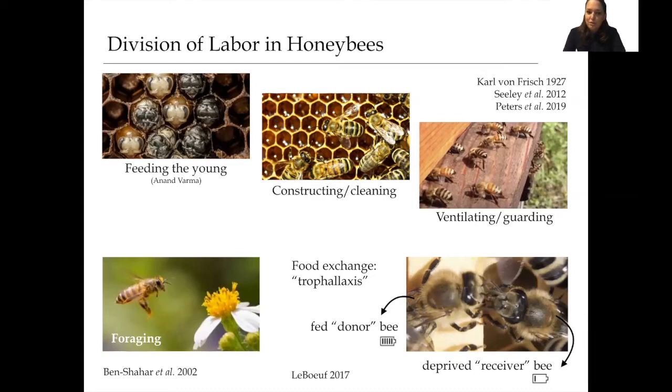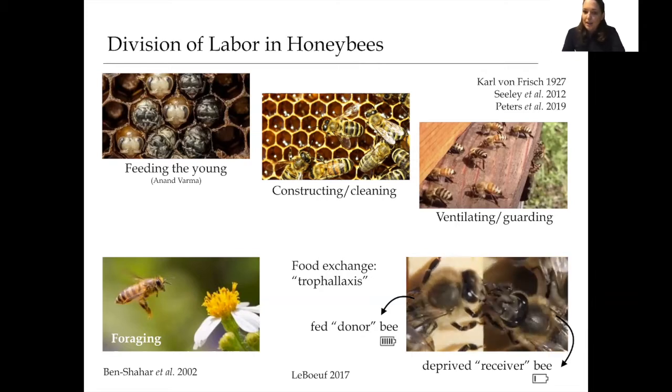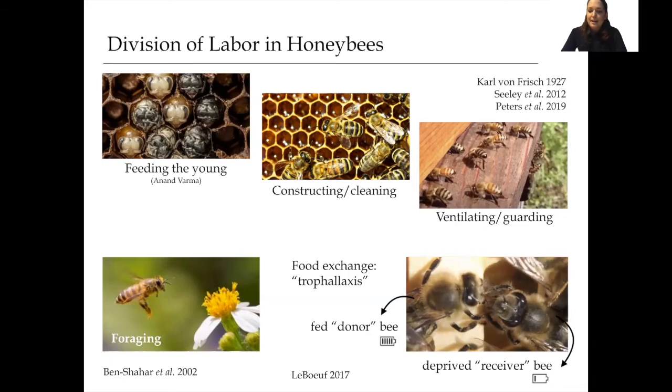This behavior is called trophallaxis, and here is a movie showing an example of how this looks for honeybees. So the bee on the left is a donor, a bee that is fed and has food in her social stomach, and she's regurgitating some of this food and sharing it with a more deprived bee. This behavior is very important for the survival of the colony and has been studied by many different labs.